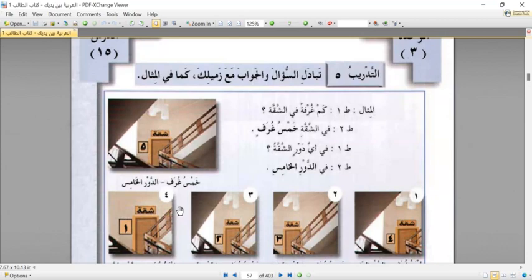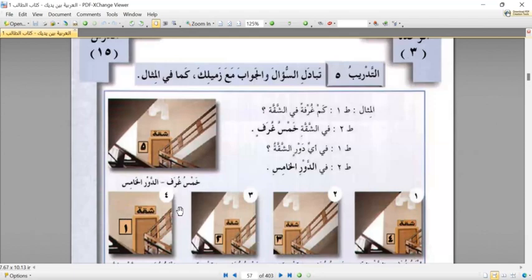Okay. And then whatever comes after كم has to be, they call it mansuban, has to have the fatatan at the end. So كم غرفة. You don't say غرفة or غرفتين. لا. كم غرفة في الشقة. In the apartment. How many rooms are in the apartment?